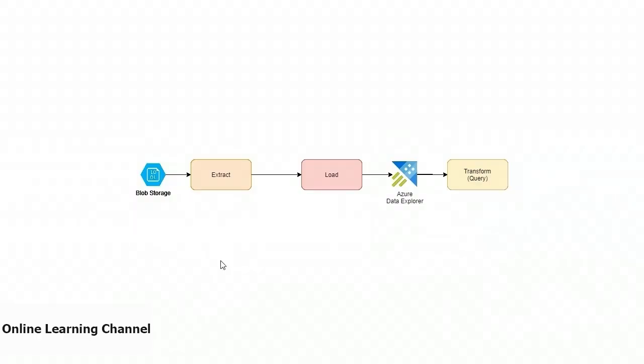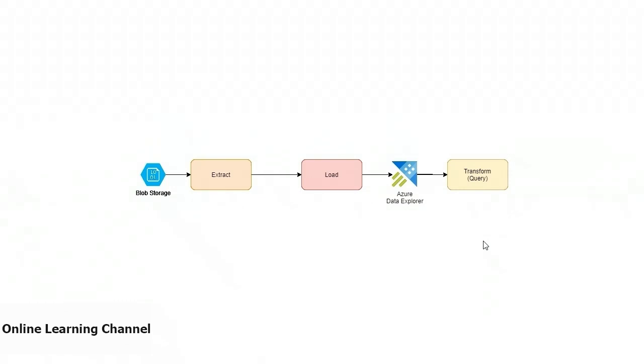So in conclusion, I've shown you how to take a JSON file in blob storage, extract it and load it into Azure Data Explorer, and then perform a transform on the query. And this is an example of the ELT pipeline.